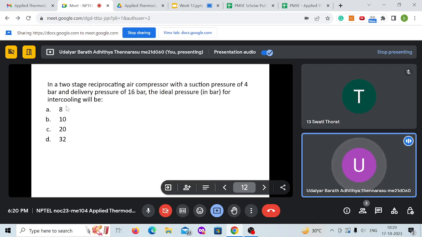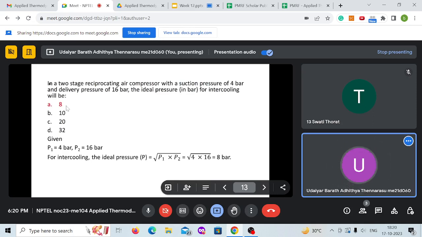So the next question is, in a two-stage reciprocating air compressor with a suction pressure of 4 bar and a delivery pressure of 16 bar, the ideal pressure for intercooling will be, so this will be 8. So we know for intercooling the ideal pressure is root of P1 by P2, the lower pressure and the higher pressure.